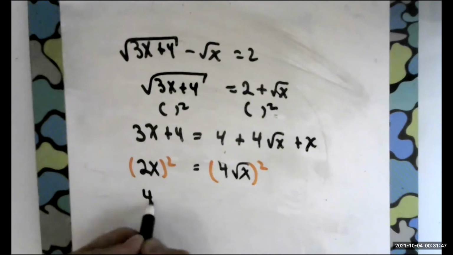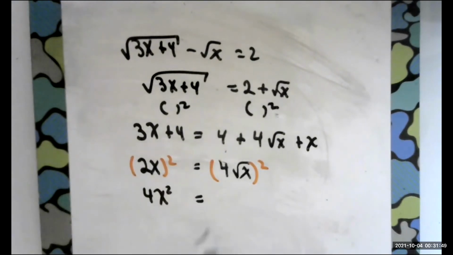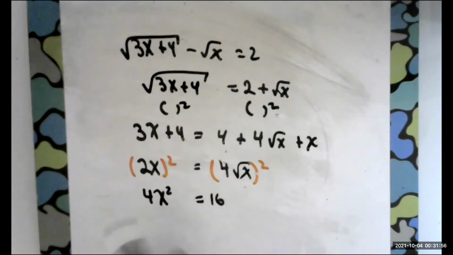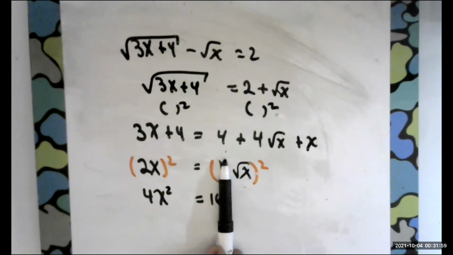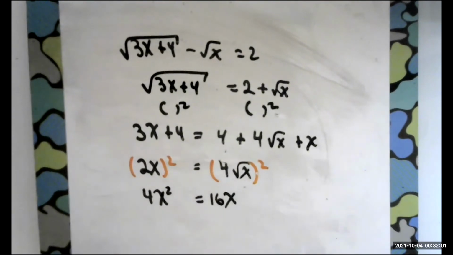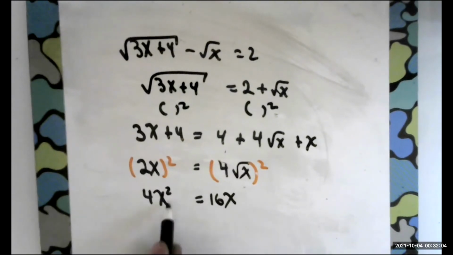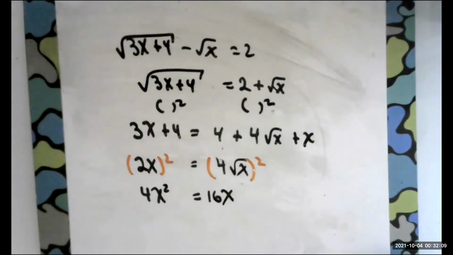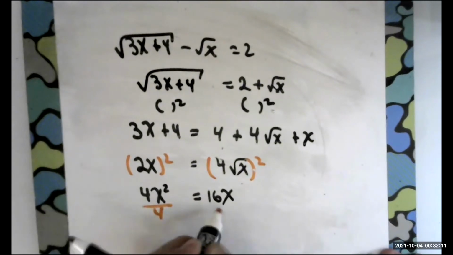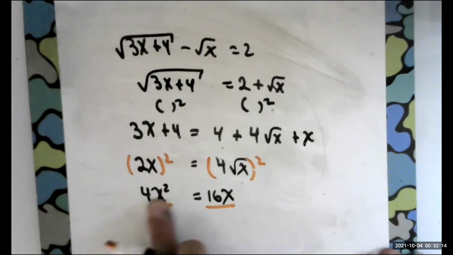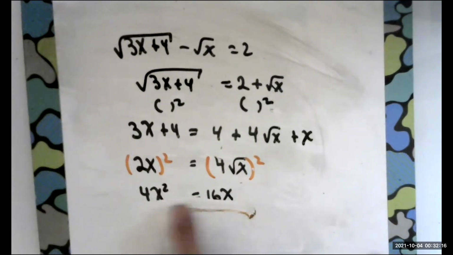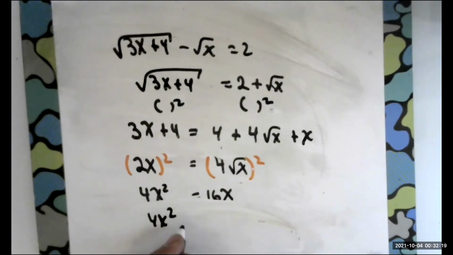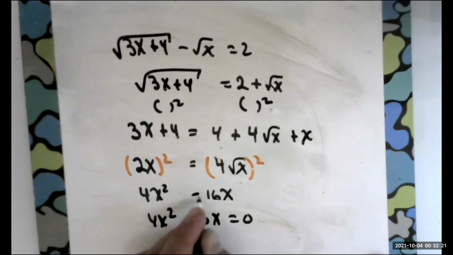So 2x times 2x will be 4x squared. Here, be careful. You need to distribute the square to each term. So 4 squared is 16. And then radical x squared, that will be x. No big deal. Quadratic equal to 0. So yeah, before I do that, it's easier just to divide by 4. What the heck? Don't divide by 4. Don't worry about it. So let's go ahead and set it equal to 0. So you have 4x squared minus 16x equals 0.